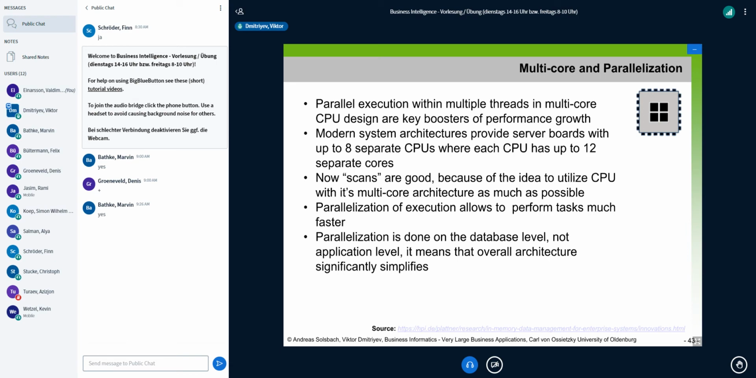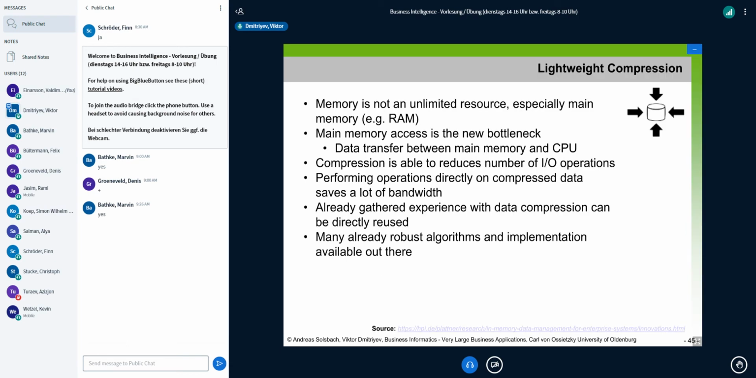Then we have multi-core and parallelism. I already spoke about it, I will skip it. Then lightweight compression. The motivation behind the compression is that despite everything being nice and cheap, and we have everything in memory, we're still not able to put everything that we have inside the memory. For instance, we have an SAP HANA appliance that may have 400 gigabytes of main memory, and will have, I think, 60 terabytes of disk space.